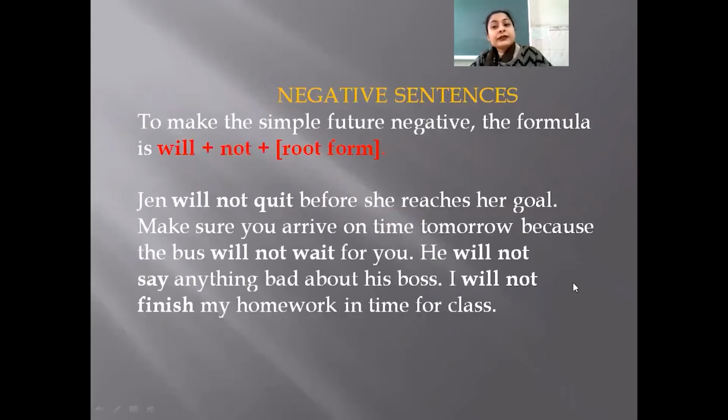Now, negative sentences. How will we use this in negative sentences? To make the simple future tense negative, the formula is very simple. Between will and the root form of the verb, we have to add not. So, will not bake. I will bake. I will not bake.